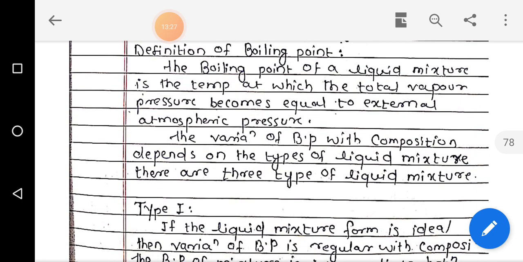Definition of the boiling point: the boiling point of a liquid mixture is the temperature at which the total vapor pressure becomes equal to the external atmospheric pressure. So the variation of the boiling point with the composition depends on the types of liquid mixtures. There are three types of liquid mixtures.